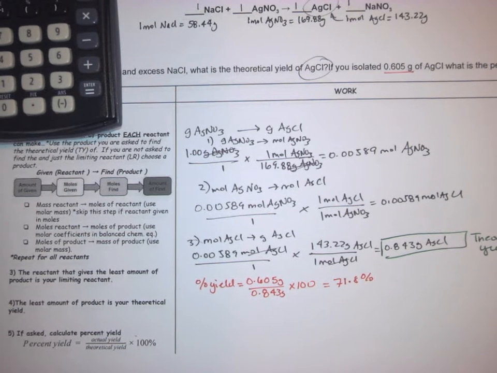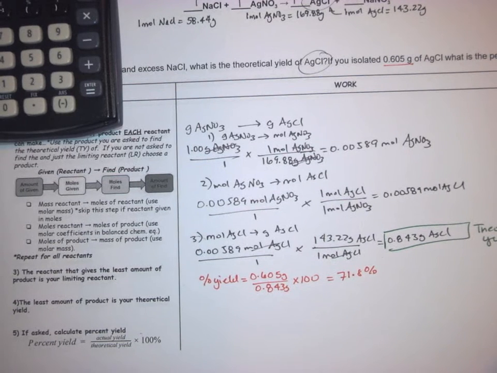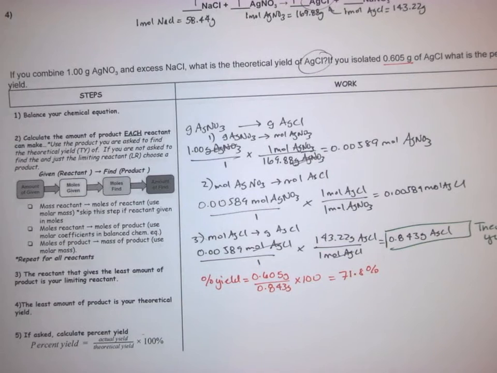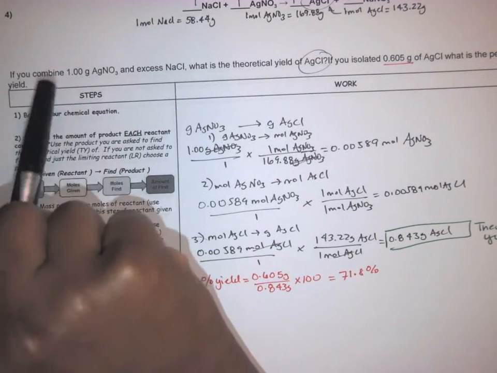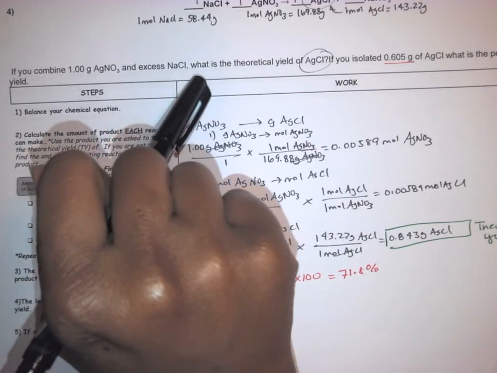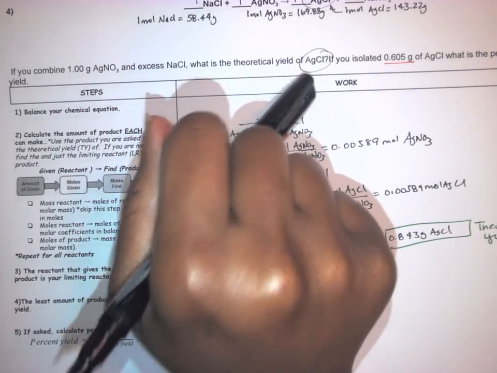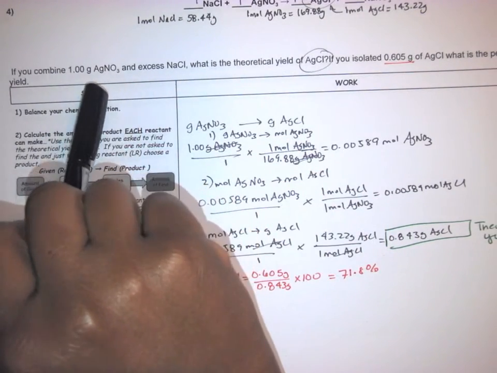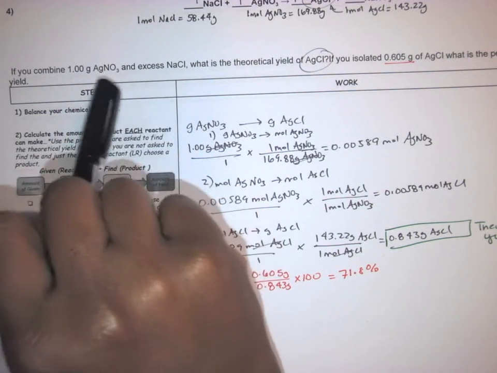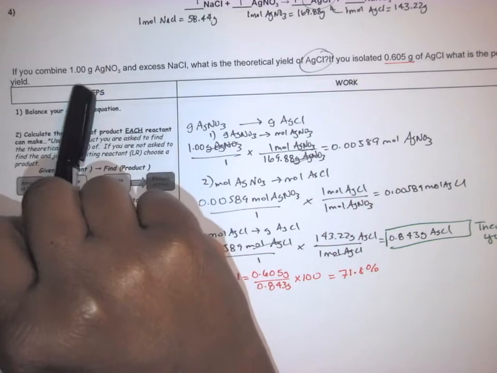Okay, that's it for the step-by-step. Now we're going to move on to the one-line process. All right, so for this problem, they tell us that if we combine 1 gram of AgNO3 with excess NaCl, what is the theoretical yield of AgCl? So notice how in this problem they only give us the mass of 1 reactant, not 2. They tell us that one's in excess and the other's a gram.